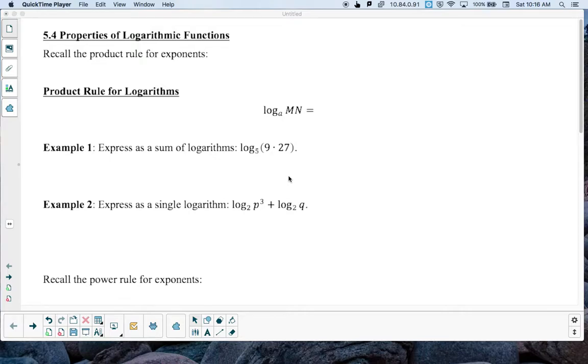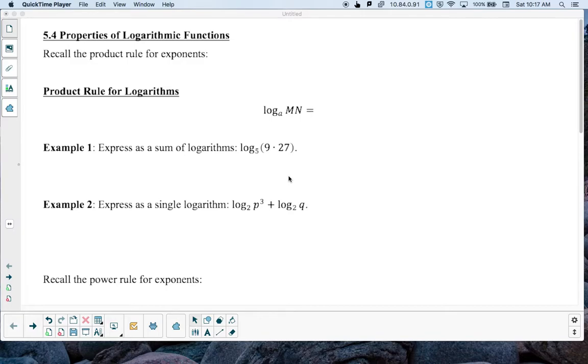Welcome back, everybody. Today we are talking about the properties of logarithms. And logarithms are the inverses of exponents. And so our properties of exponents also are very similar to our properties of logarithms.